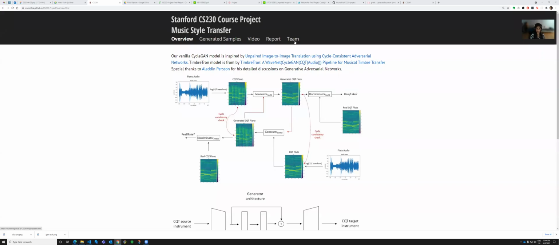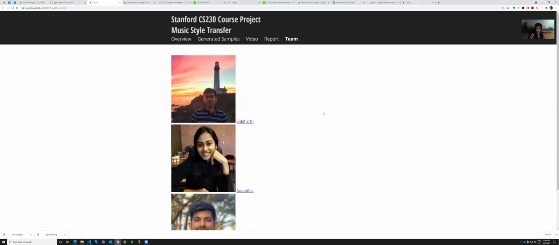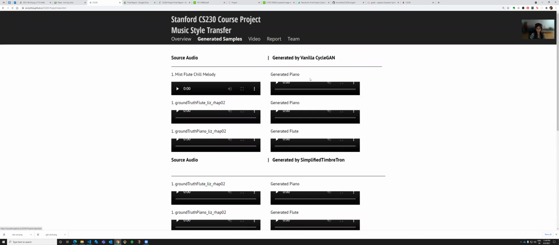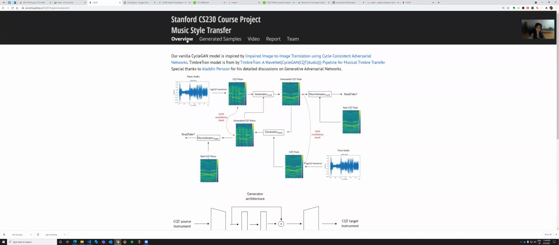Hi, in this project, we worked on music style transfer. Our team is Siddharth, myself, and Jay. So to do music style transfer, we picked two instruments, piano and flute.